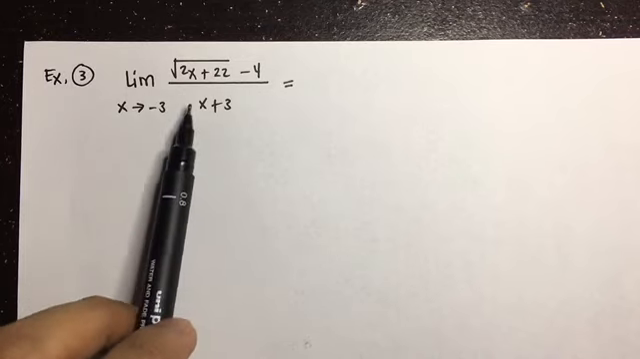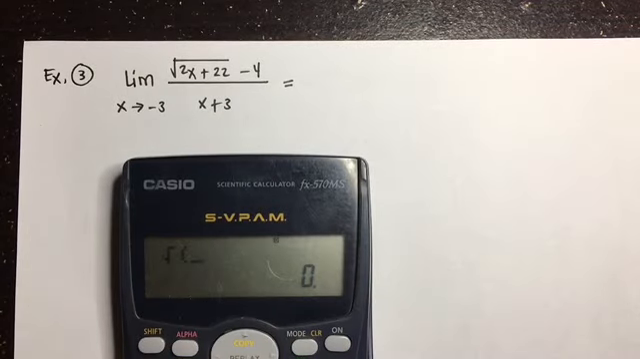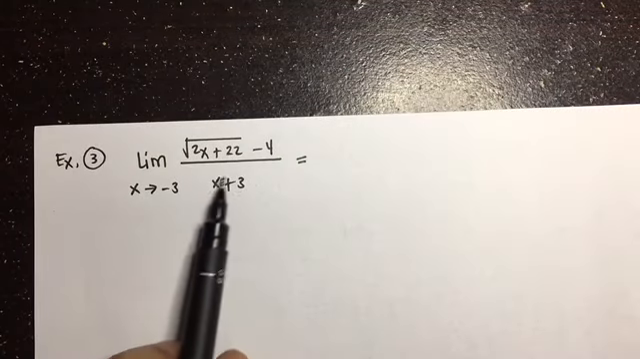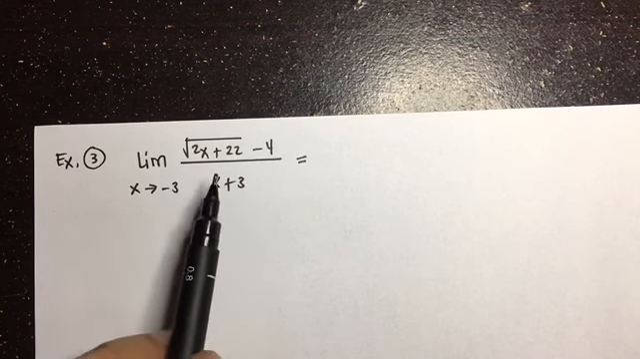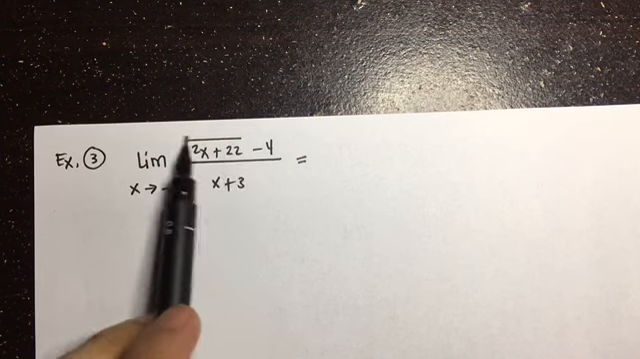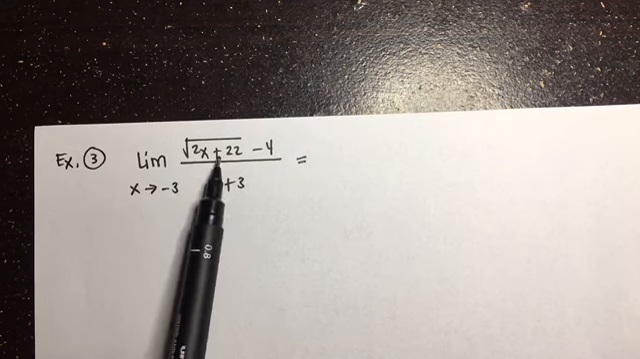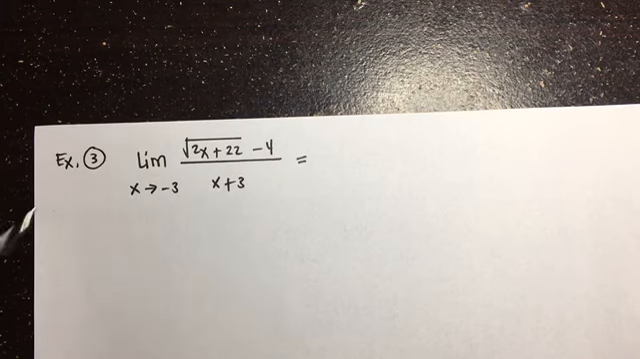Also in the numerator, let's see, square root of 2 times negative 3 plus 22 minus 4. So the numerator is also 0. As you can see, we cannot factor the numerator, but what we can do is rationalize the numerator to remove the square root. To do that, we should multiply the numerator and the denominator by square root of 2x plus 22, and then plus 4. With that, we can eliminate the radical sign in the numerator.